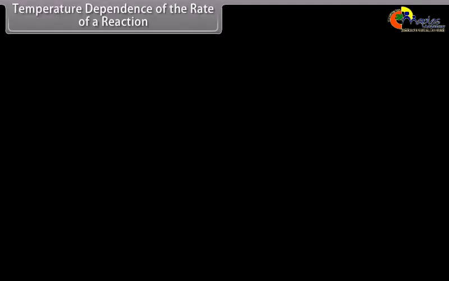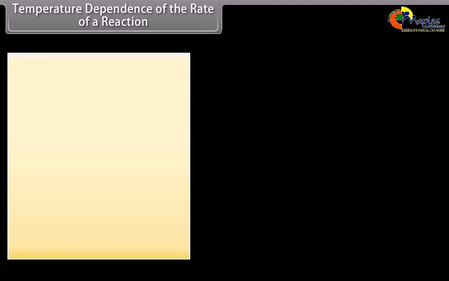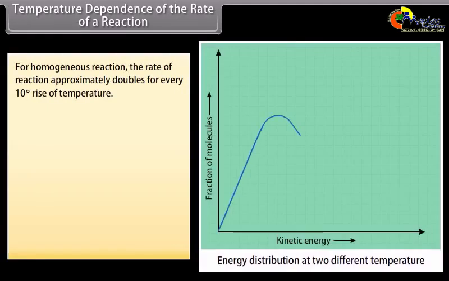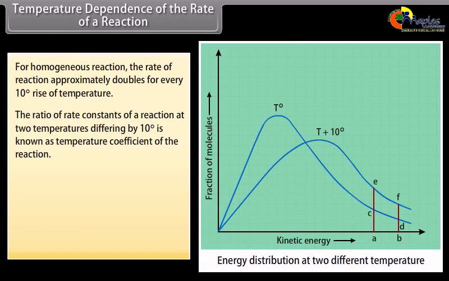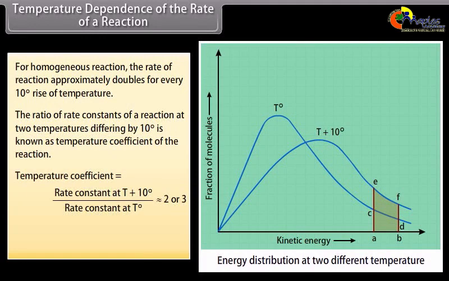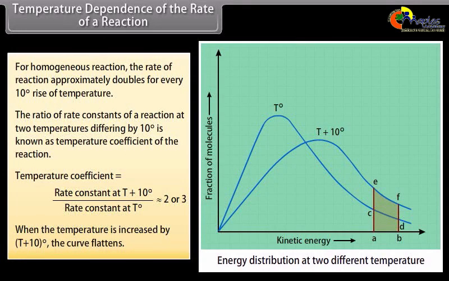Temperature dependence of the rate of a reaction. For homogeneous reaction, the rate of reaction approximately doubles for every 10-degree rise of temperature. The ratio of rate constants of a reaction at two temperatures differing by 10 degrees is known as temperature coefficient of the reaction. Value of temperature coefficient for most of the reactions is close to 2 and in some cases it approaches 3. When the temperature is increased by T plus 10 degrees, the curve flattens.